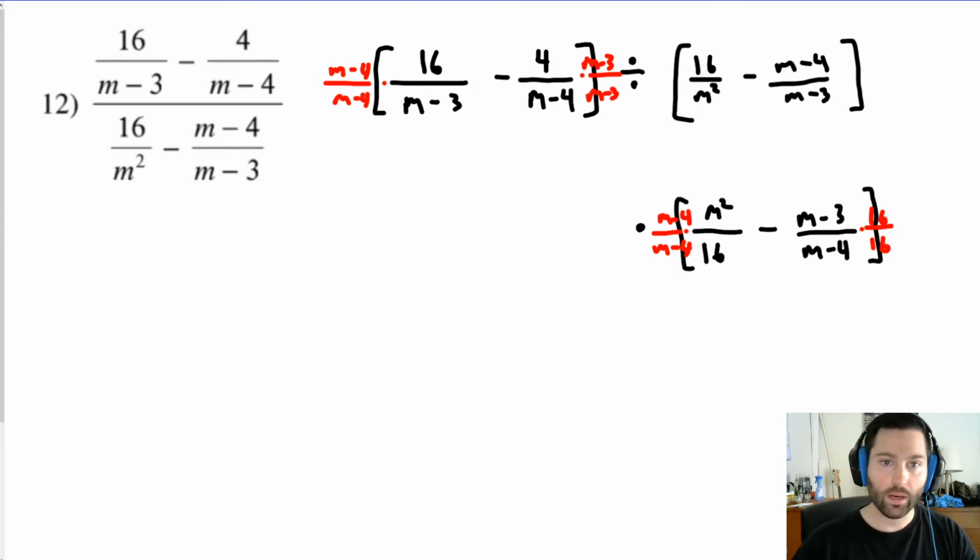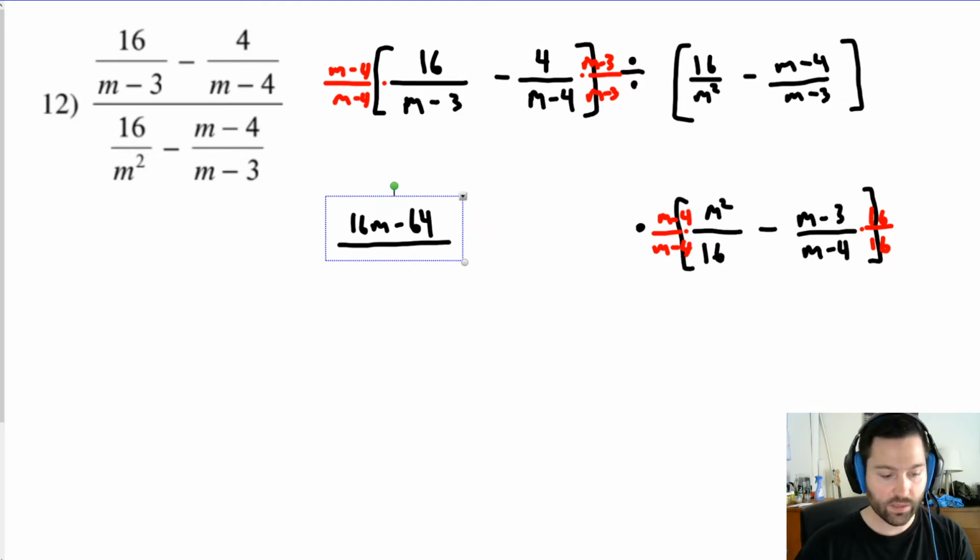And then on the other side, m minus 4 times 16. So we're going to multiply those all out. We're going to get 16m take away 64. And then the bottom of the fraction, I'm probably going to need to drag this over to create space. The bottom of the fraction would be m minus 4 times m minus 3.